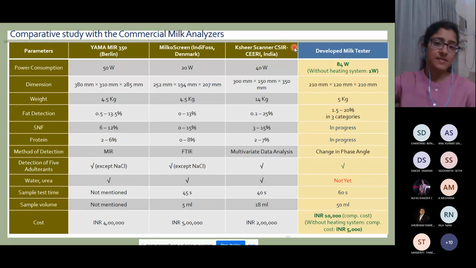You can see that there are some data sheets, some manuals. And there is a calibration, how to operate. So I made one manual also.